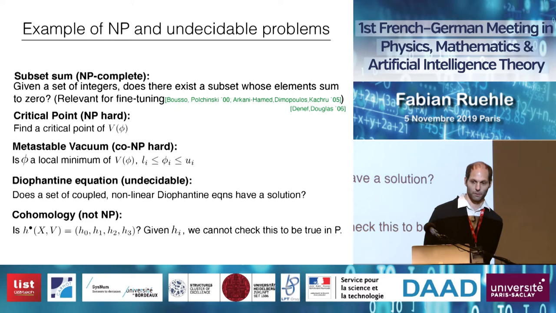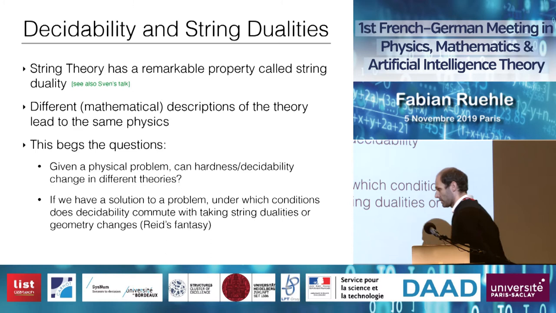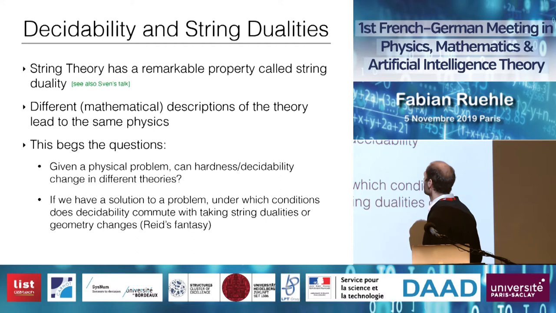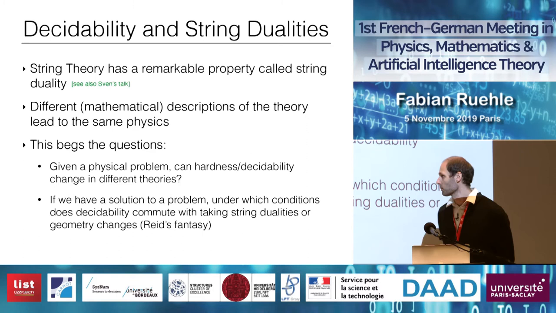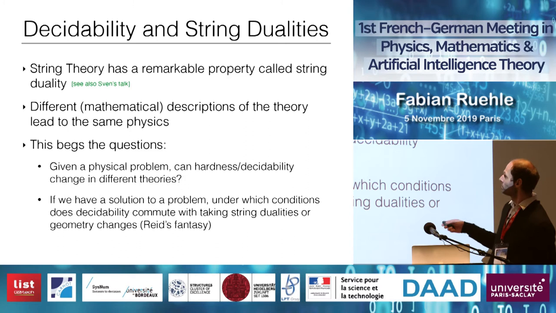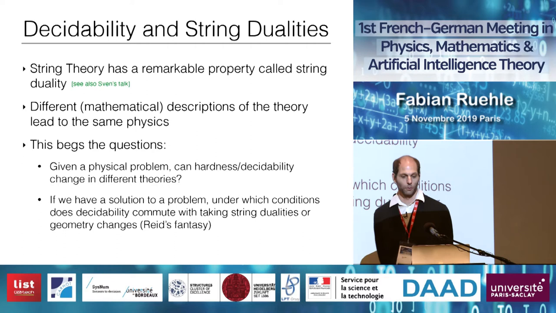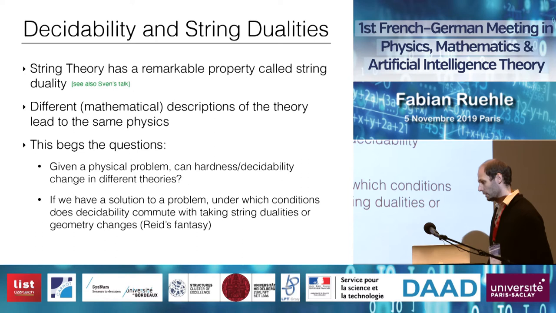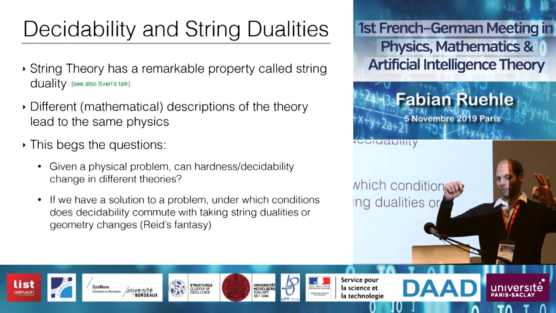However, there are some interesting properties in string theory. One of them is string dualities, and I believe Sven will say more about these. What this means is there are mathematically distinct descriptions of the theory that lead to the same physics. So this begs the question, if you're given a physical problem, finding something that resembles our universe, can I use this to change the complexity class of the problem I have to solve? Or if I have a solution, can I transition to other Calabi-Yaus? Remember, believing that this graph is connected, can I traverse the graph of Calabi-Yaus and still have a solution, or still have something which is decidable?